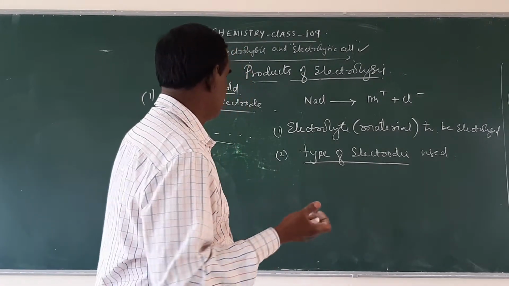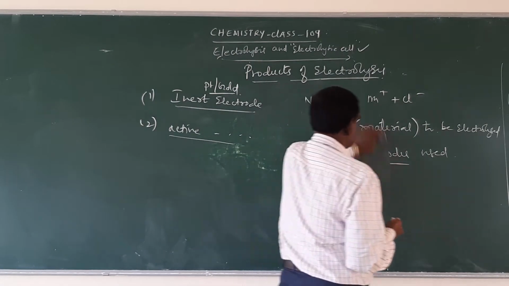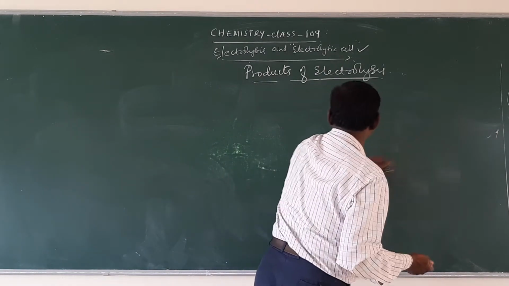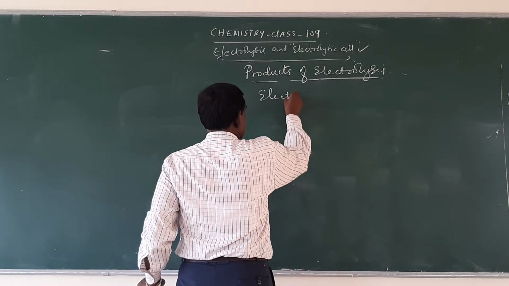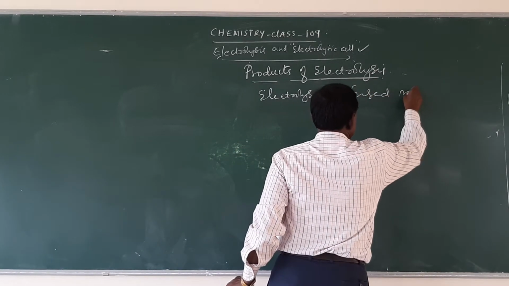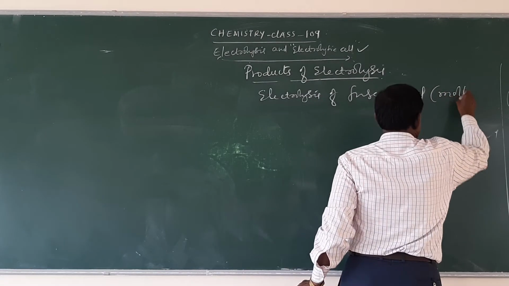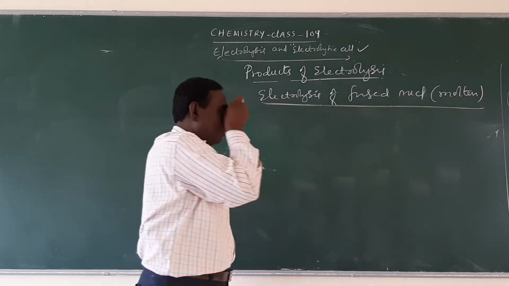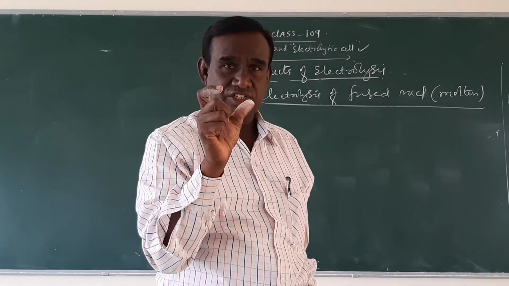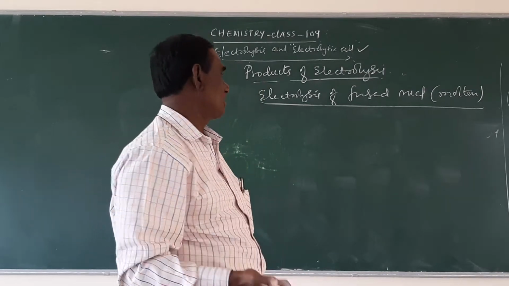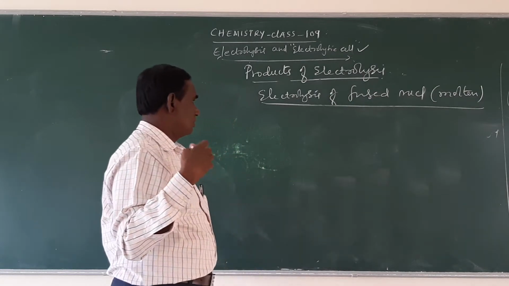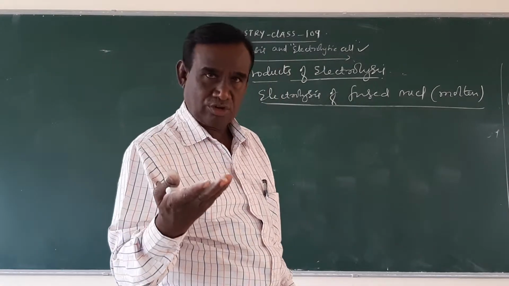Okay. After that, let us take examples for electrolysis. The first one I am going to take is the electrolysis of fused NaCl, or molten NaCl. What is molten or fused? It is not a solution and it is not the solid state. A semi-solid like substance is called fused NaCl or molten NaCl. What happens when fused NaCl or molten NaCl is subjected to electrolysis?